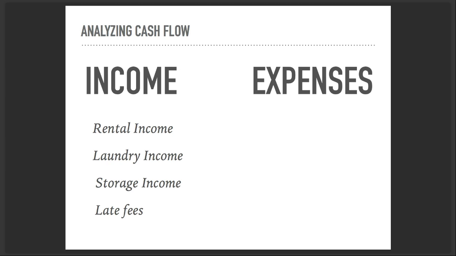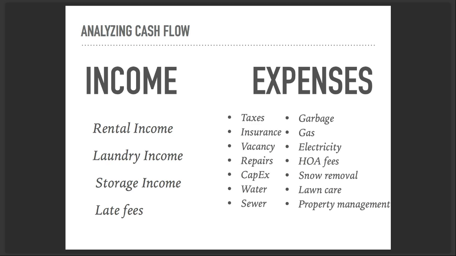Income: there are multiple sources of income. Things like rental income, laundry income, storage income, late fees, and more. Right? There are a lot of pieces, but the majority of your income is going to be from the rental income. That makes sense, right? Meaning your property likely will have rental income. It might not have the other three, but you'll likely have rental income. Expenses, though, are where things get tricky.